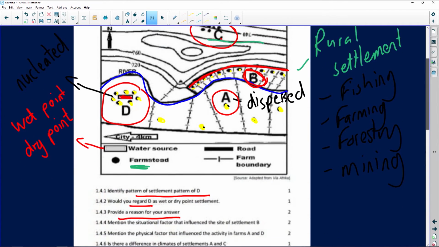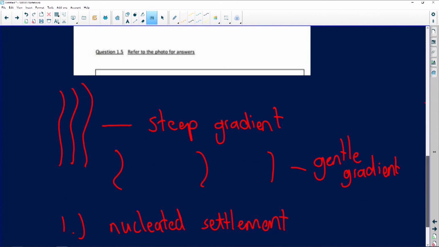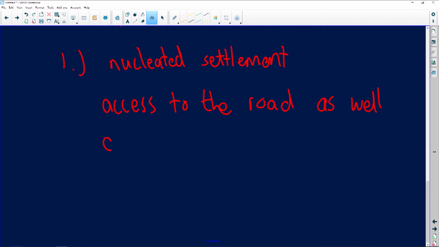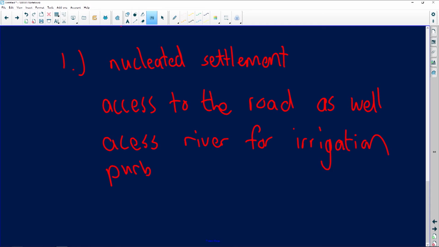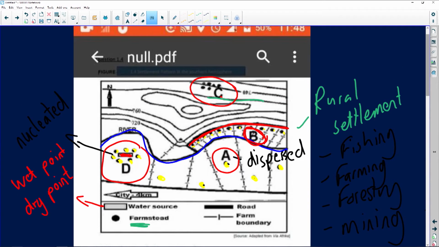So if we want to answer our question, let's go back to the question. Okay, what influences the site of settlement B? Definitely, I'm going to say access to the road, as well as access to the river for irrigation purposes. Okay, so actually a very, very good site for settlement B.